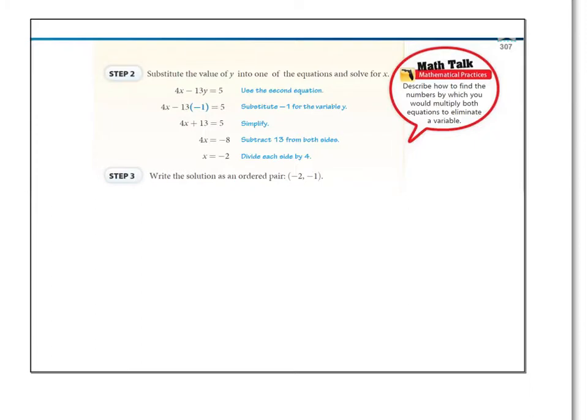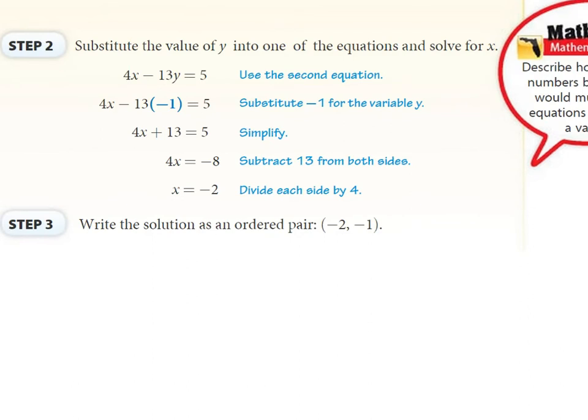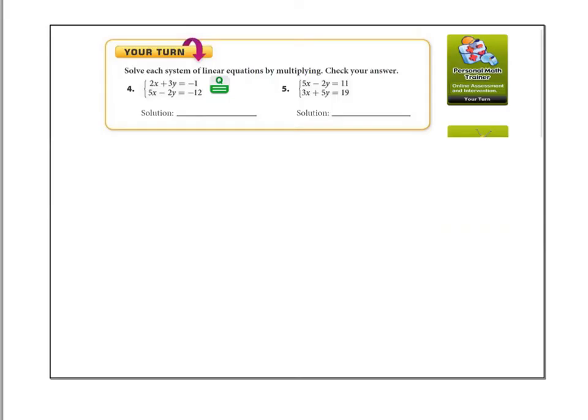So in step 2, they chose to find x by plugging it into the second equation, and they got x equals -2. So the solution is -2, -1. You can check that by plugging both -2 and -1 in for x and y for each equation, or as the book showed you earlier, you could also graph it to check it.